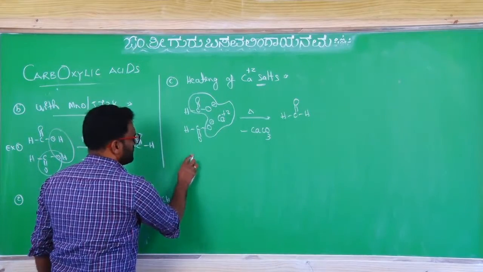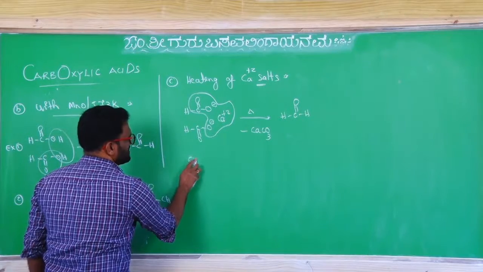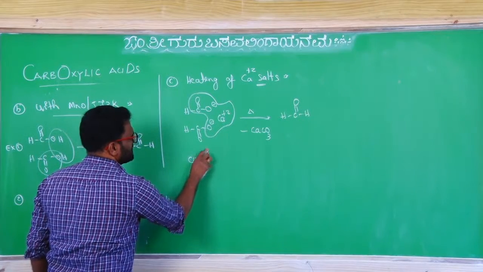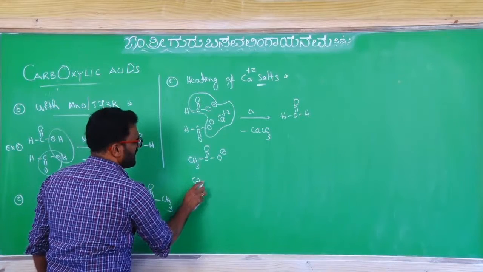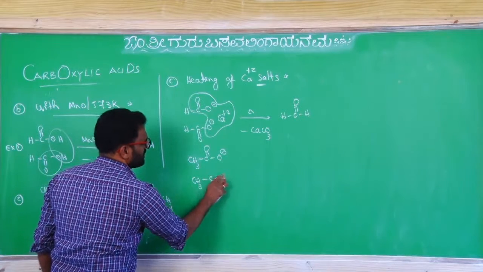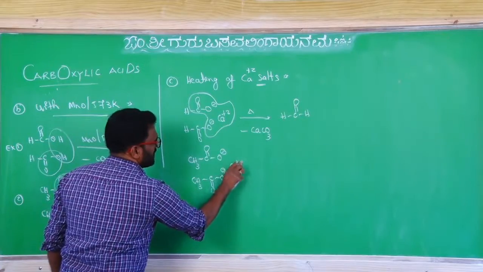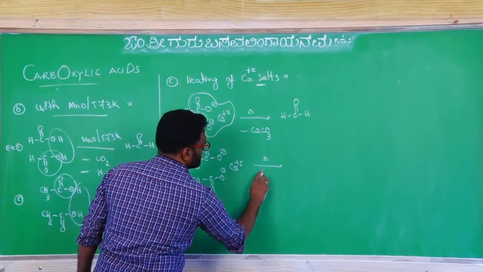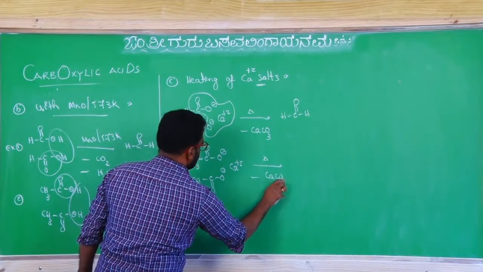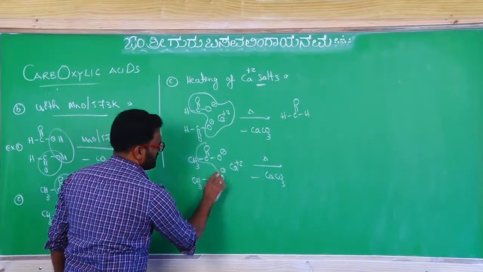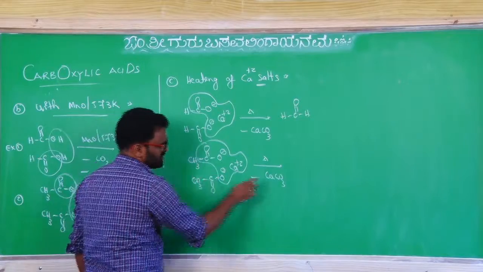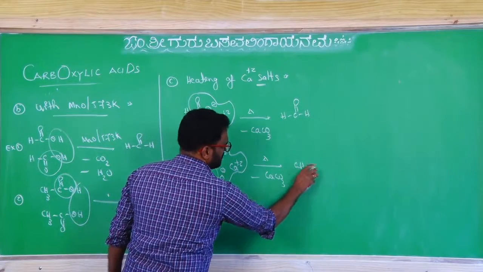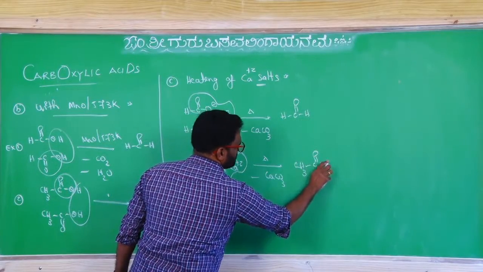Next, if I take the calcium salt of acetic acid, that means calcium acetate. On heating of calcium acetate, what product will you get? Acetone. There will be loss of calcium carbonate. Like this you can remove calcium carbonate. Then CH3 will be attached to C double bond O, and you will get acetone.